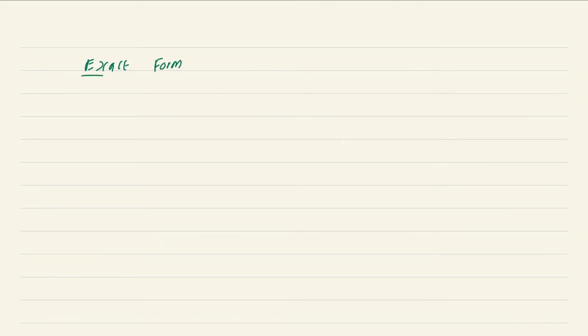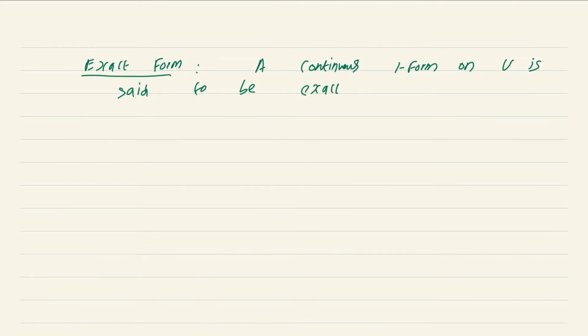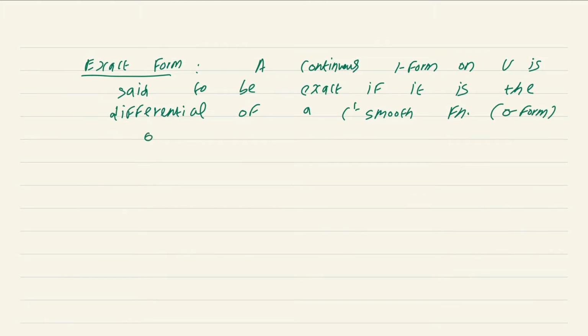We can make a similar definition for forms, which is the notion of an exact form, and the definition here is as follows: a continuous one form on U is said to be exact if it is the differential of a C1 smooth function, that is, a zero form on U. This is an analogous definition of potential function for differential forms, in which case it's called an exact form. So now we have all the things in place.